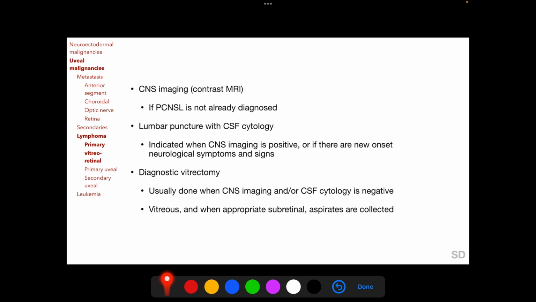When PVRL is suspected, a contrast MRI imaging of the central nervous system is recommended if PCNSL is not already diagnosed. A lumbar puncture with CSF cytology should be done when CNS imaging is positive or if there are new onset neurological symptoms and signs. A diagnostic vitrectomy is very useful to establish a diagnosis of PVRL and is usually done when CNS imaging and or CSF cytology is negative. And during diagnostic vitrectomy, vitreous, and when appropriate, subretinal aspirates are collected.